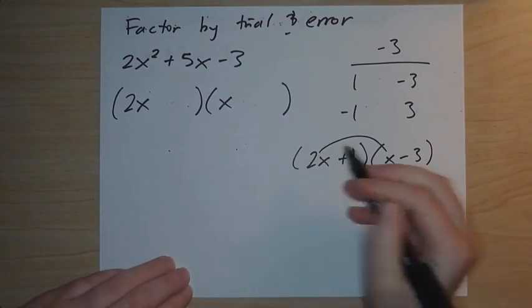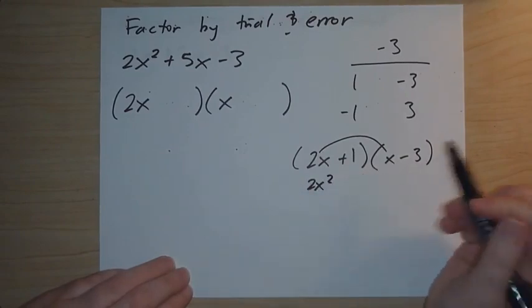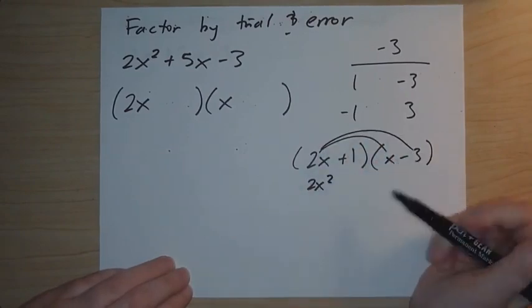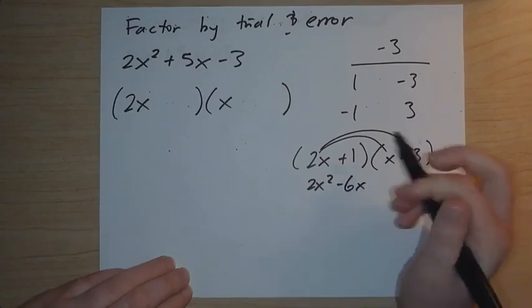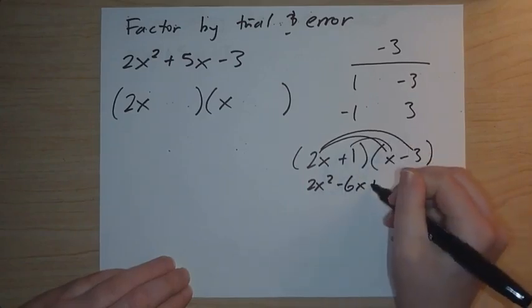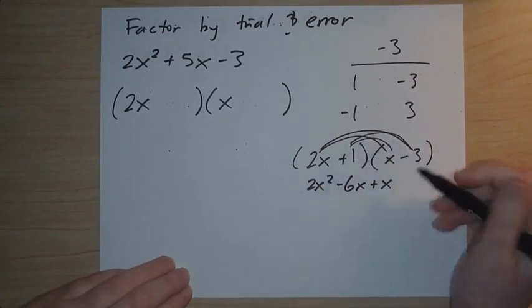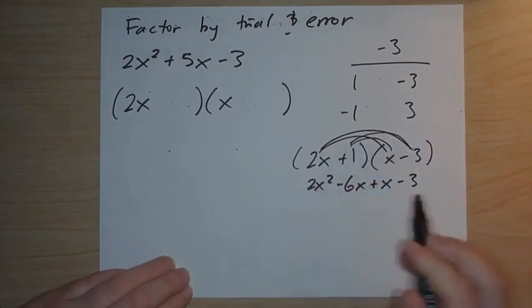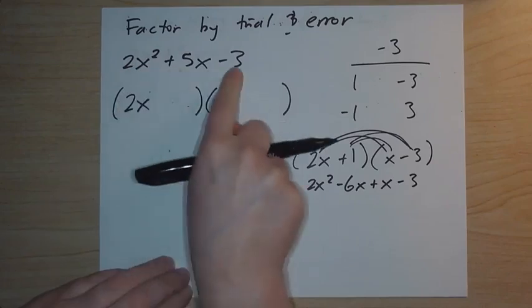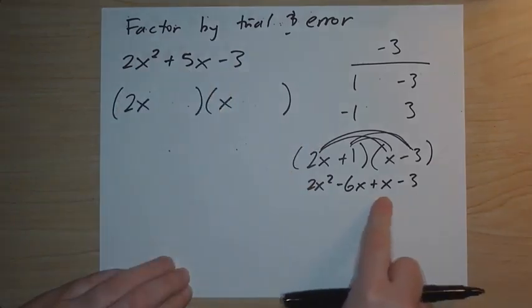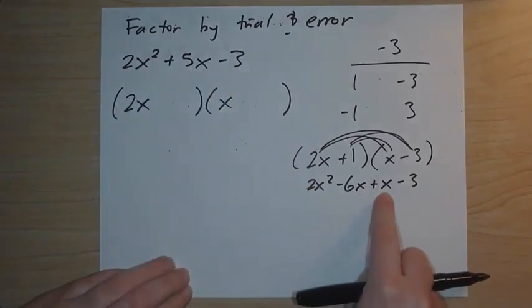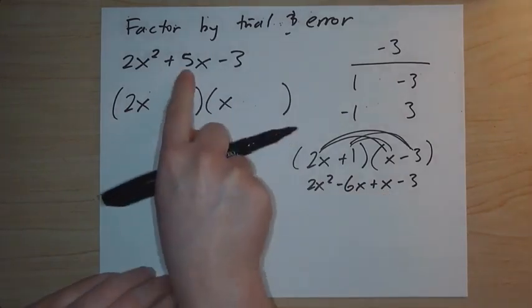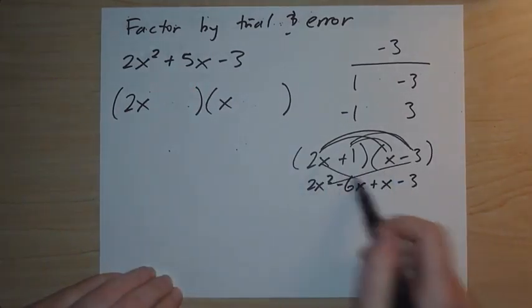So 2x times x is 2x squared, like we knew. 2x times negative 3 is negative 6x. We have positive 1 times x, which is positive x, and 1 times negative 3, which is negative 3. So we have 2x squared and negative 3, which is the same, but our middle number looks like negative 6x plus x is going to be negative 5x, not positive 5x, so it's not this pattern.